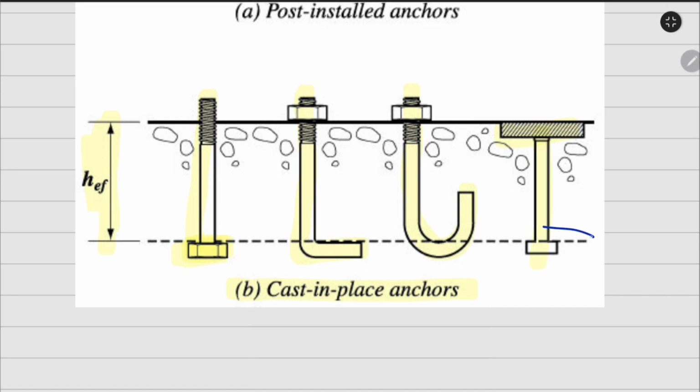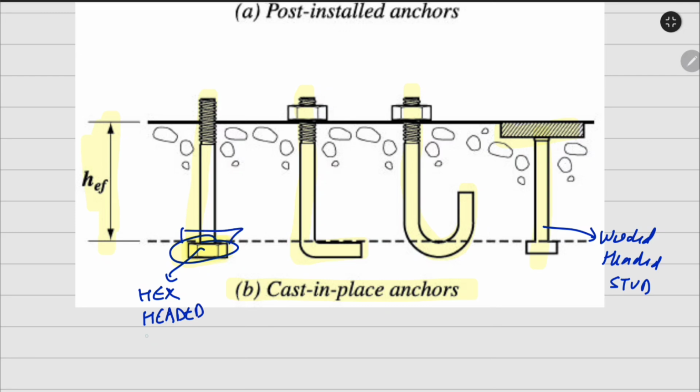So we can say this one is the welded headed stud and this one is hex headed. This is a hex nut, so hex headed, and if there is a washer then we say with washer. This one is the L-shaped and this one is the J-shaped. So these are the cast in place anchors.